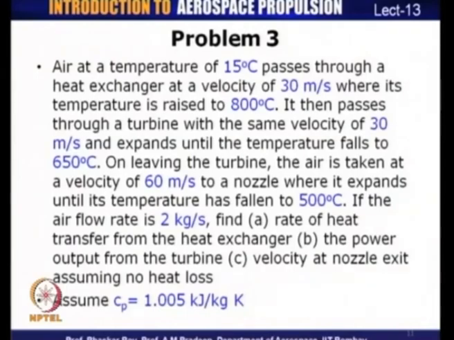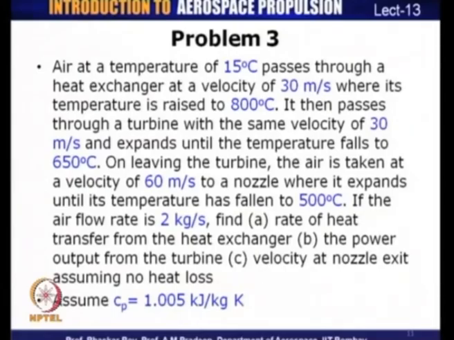So, the third problem that we have today involves a steady flow process, and the problem statement is: air at a temperature of 15 degrees Celsius passes through a heat exchanger at a velocity of 30 meters per second, where its temperature is raised to 800 degrees Celsius. It then passes through a turbine with the same velocity of 30 meters per second and expands until the temperature falls to 650 degrees Celsius.